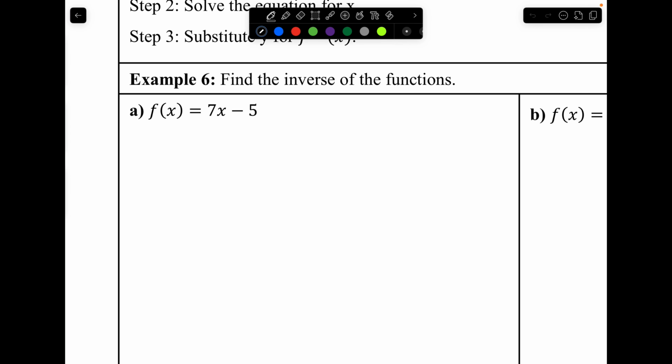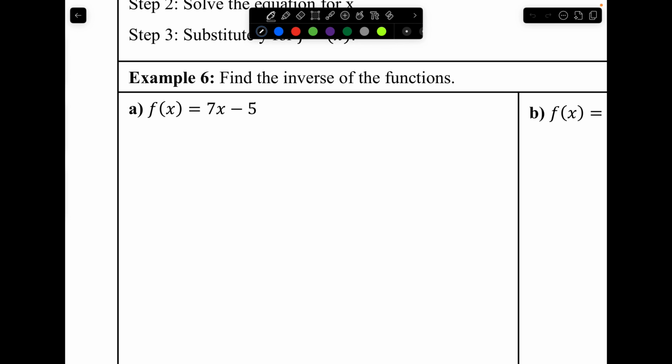So let's look at example 6a. Here, we're going to start by again switching the x and y value. Remember, f of x is another fancy way of saying y, so I'm going to write it like this, moving it to the right side of the 7x minus 5, and instead of using the f of x notation, I'm going to use the y notation. Now, step number one is that we switch the x and y value. So this equation is now going to become 7y minus 5 equals x.